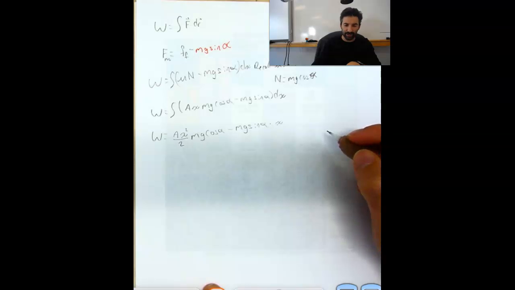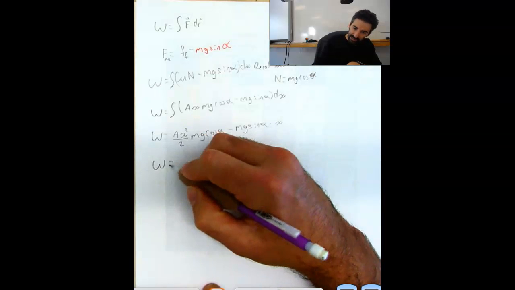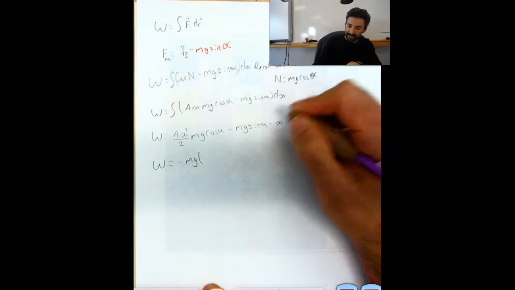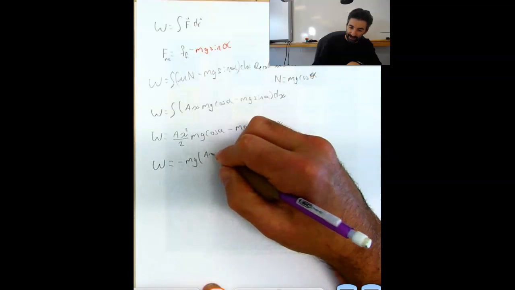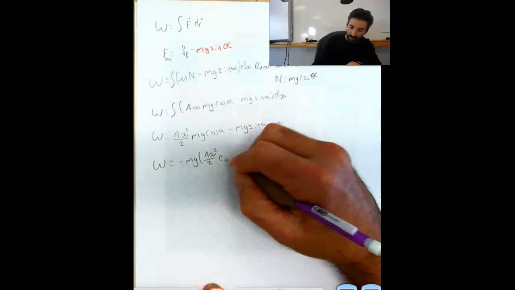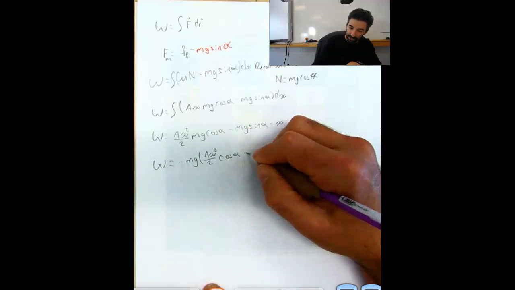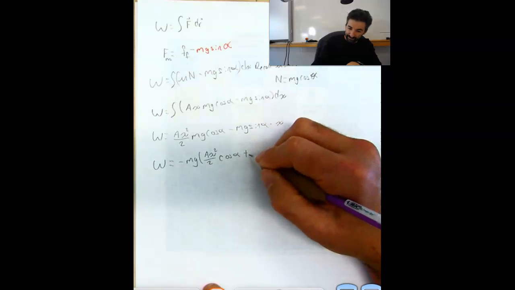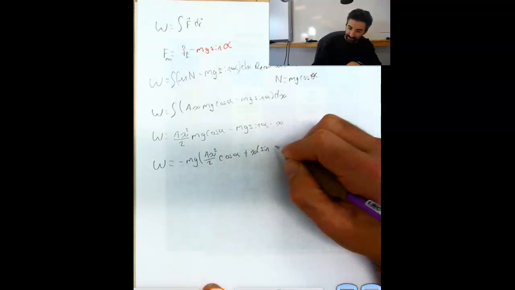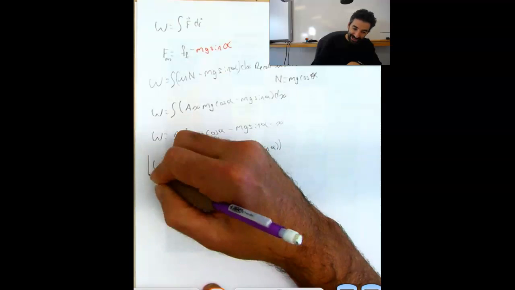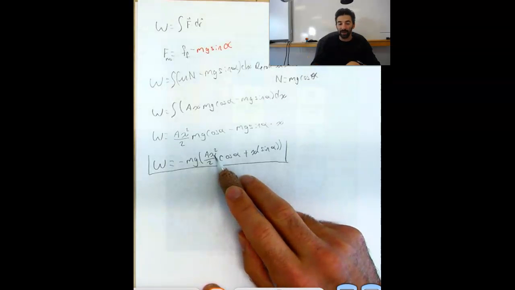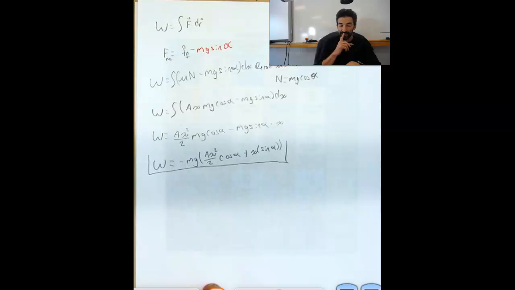Going to rearrange, pull things out. I'm going to say work is equal to negative mg times, now I can pull that, ax squared over 2 cosine alpha plus x sine alpha. X times sine alpha. And that is the work done to stop the box up at the top of the hill. Now this x is going to come back to be a little bit of a problem. That is what I'm going to do towards the end of this question.